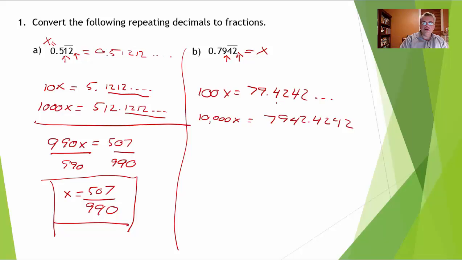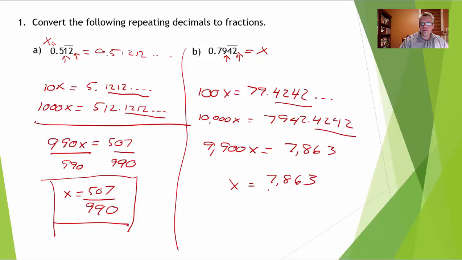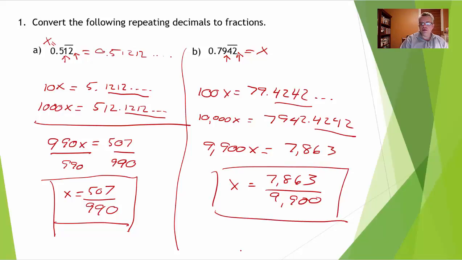7,942.4242. The reason this trick works is that now the decimal portions are the same, and when we subtract them, they cancel. So 10,000 minus 100 is 9,900. X equals, the decimal part I don't have to worry about, it's going to cancel. 7,942 minus 79 ends up being 7,863. And when we divide, we get 7,863 over 9,900. Wow, we did it. We're proving that if a decimal is repeating, it should be a rational number. We're writing it as a fraction.